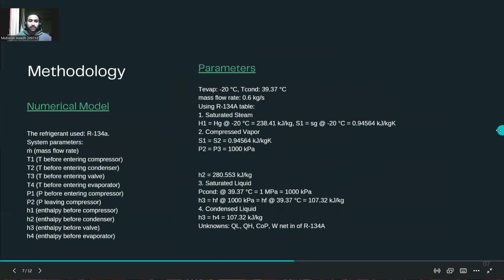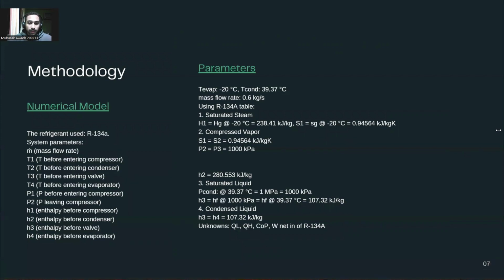Okay, so I'm going to talk about the methodology we used in our numerical model. For the numerical model, the refrigerant used was R134A, and the system parameters are mass flow rate and temperatures entering the compressor, the condenser, the valve, and the evaporator, and P1 and P2, which are the pressure before entering the compressor and the pressure leaving the compressor, and H1 through H4, which are the enthalpy before the compressor, enthalpy before the condenser, the enthalpy before the valve, and finally the enthalpy before the evaporator.